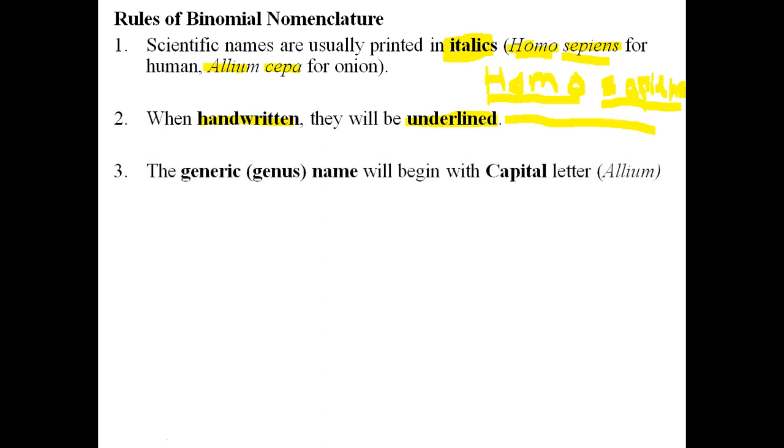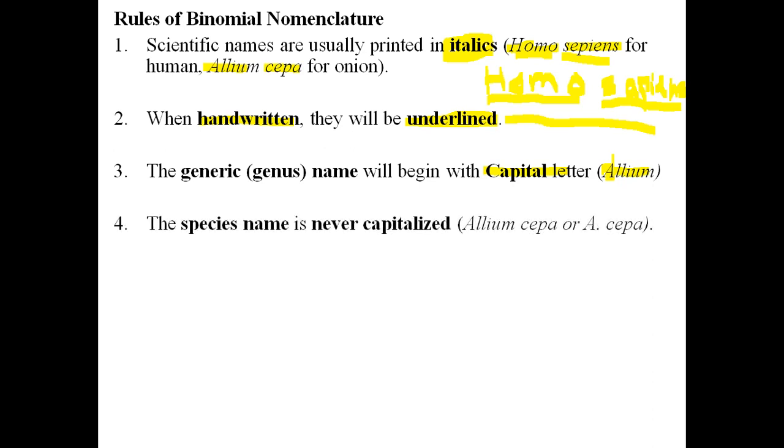The generic name will always begin with a capital letter. Here we see that for Allium, A is a capital letter and LIUM is in small letters. The species name is never capitalized. If we see Allium and then cepa written, cepa is the species. C is not a capital. From C to A, CEPA, all these letters are written in small letters.